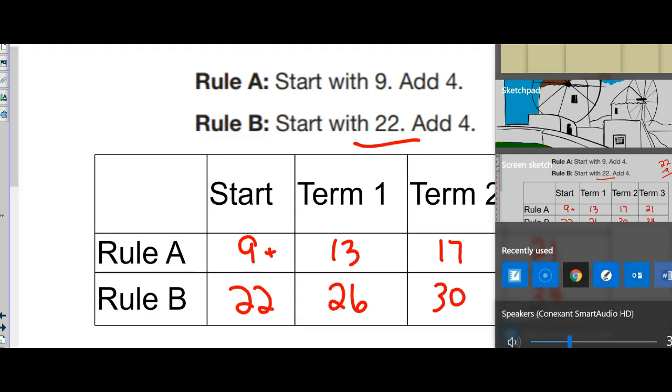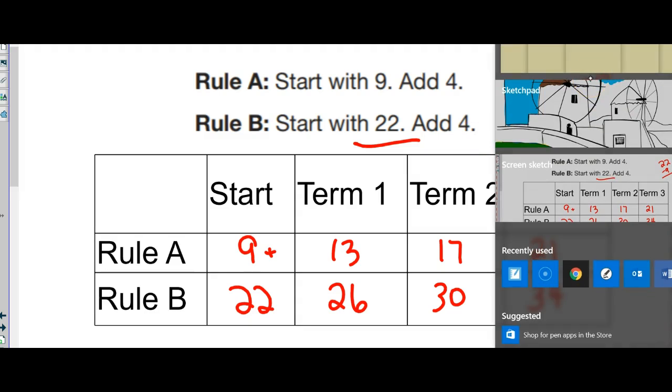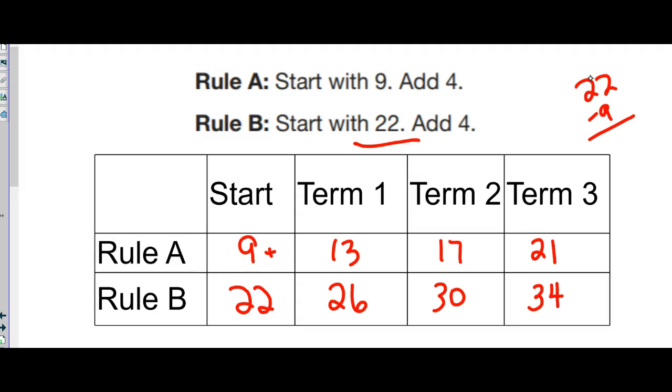is 13. Okay, so let's check. Is 13 plus 13 26? 13 plus 13, yep, it's 26. Is 17 plus 13 30? Yep, it's 30. So our relationship here is that rule B is 13 greater than rule A. We could also say rule A is 13 less than rule B.